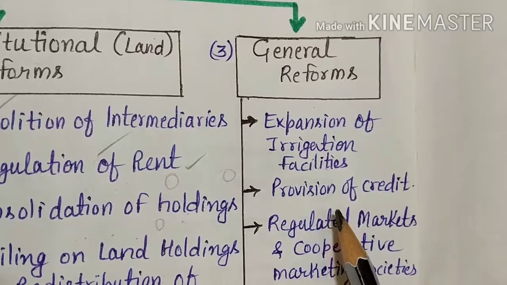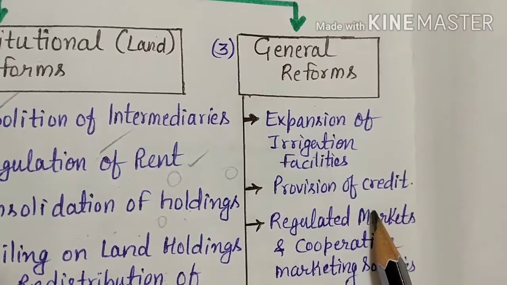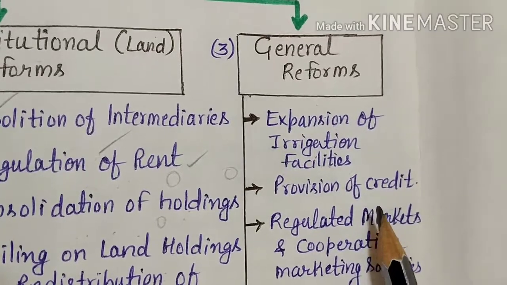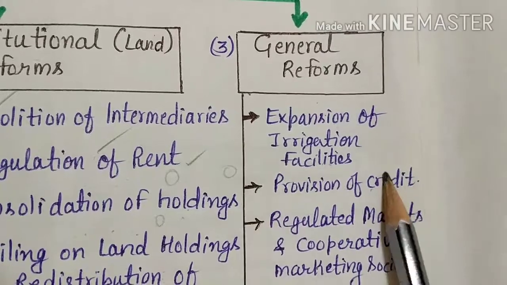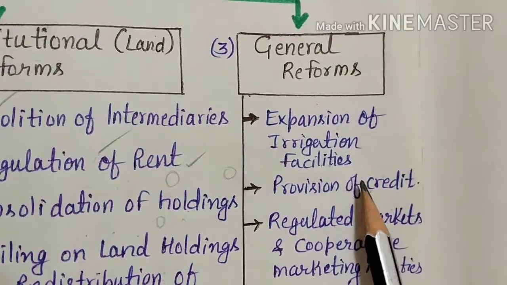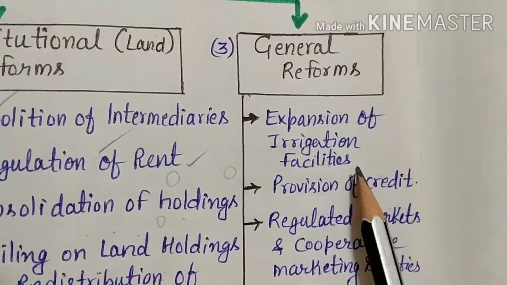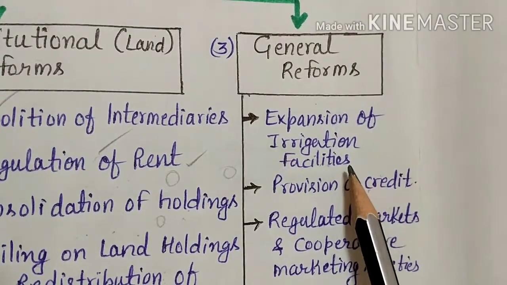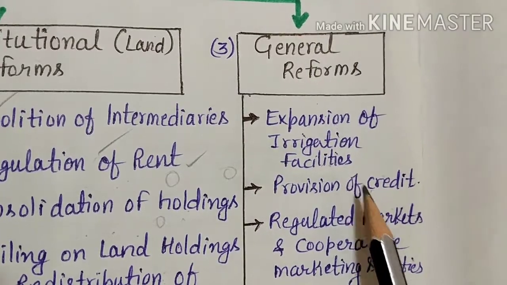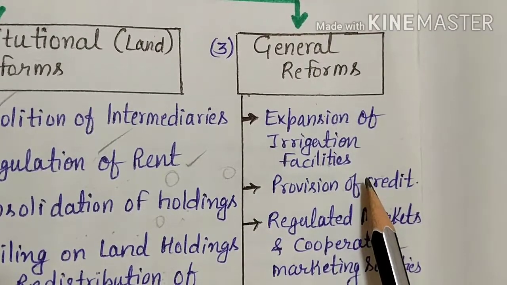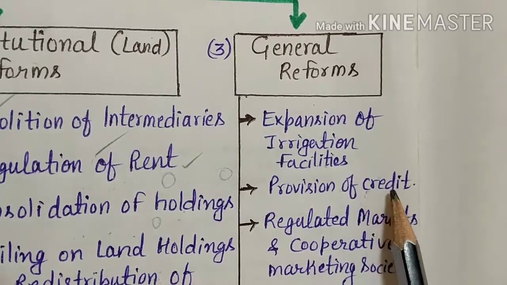Now talk about provision of credit. Cooperative credit societies have been set up to provide credit to the farmers at a low rate of interest. We have already done this one also. At present there are 94,647 primary agriculture credit societies and 768 primary cooperative agricultural and rural development banks in the country. Even nowadays commercial banks are also providing credit to the needy farmers, so that they can expand their income.